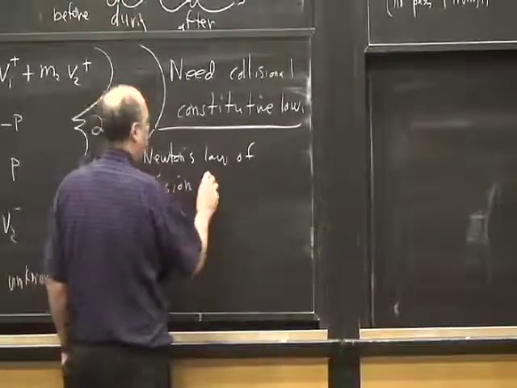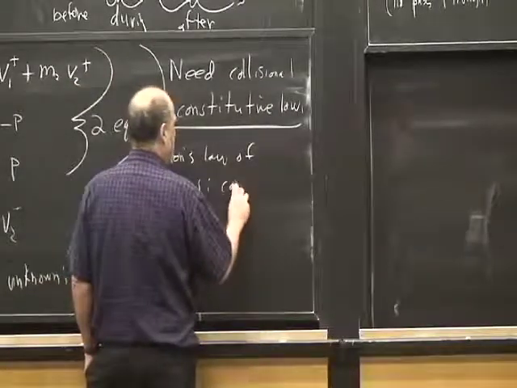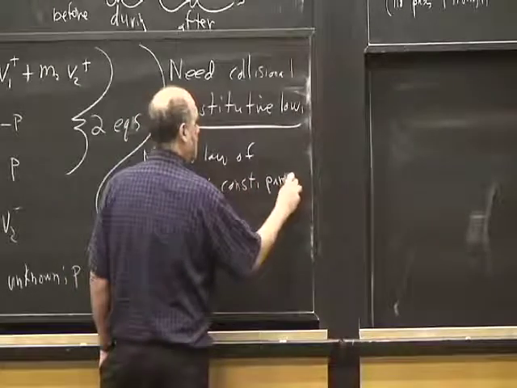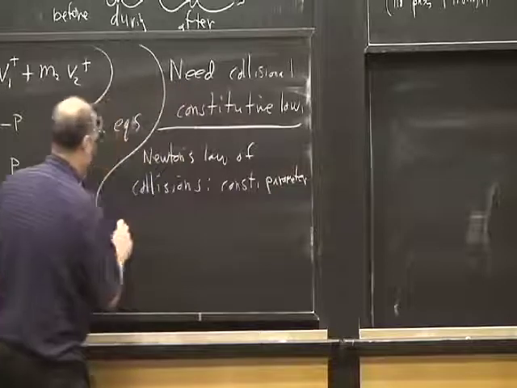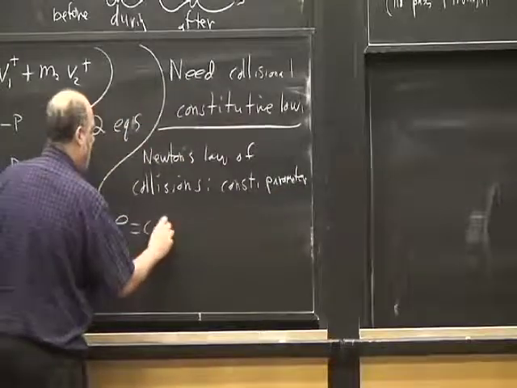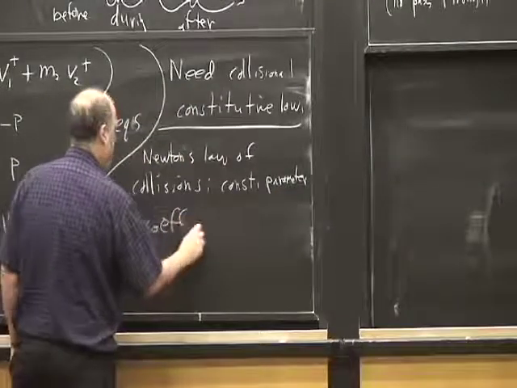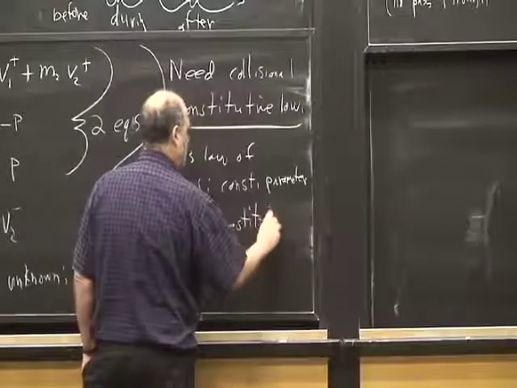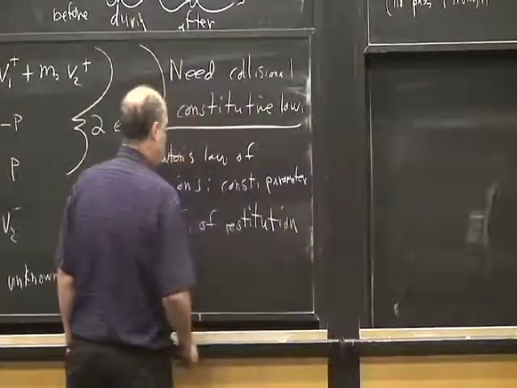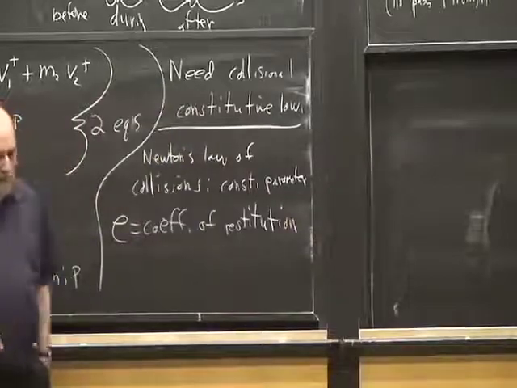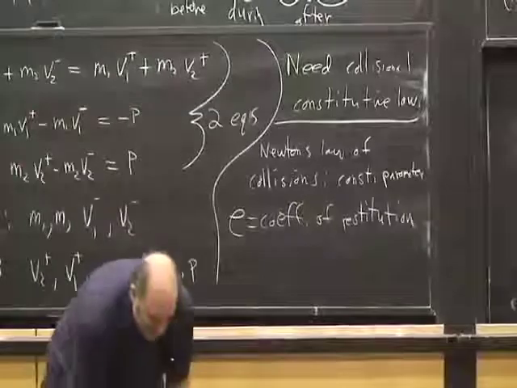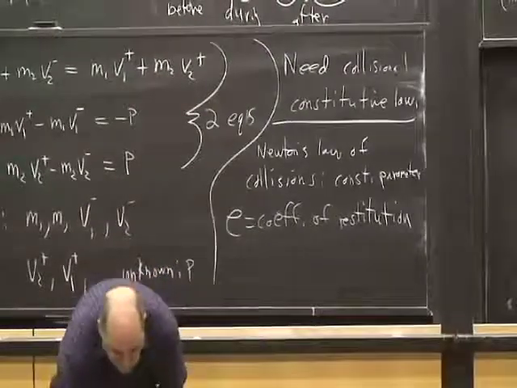And it has this constitutive parameter. The constitutive parameter is called E, which is called the coefficient of restitution. So we have to put in something about the coefficient of restitution, which I'll do next, but I'm going to erase a board.